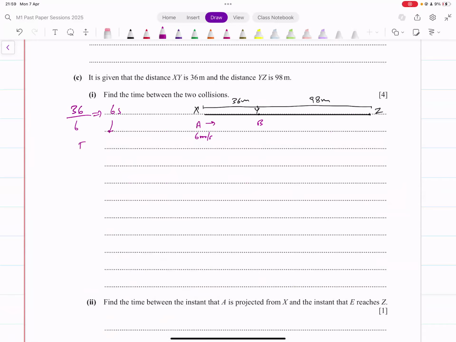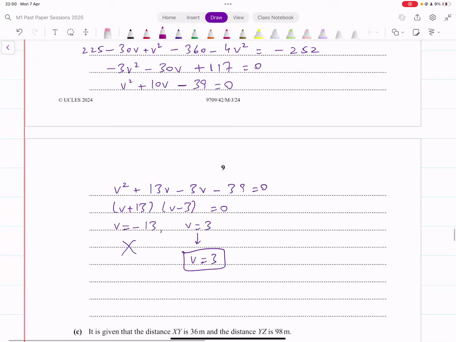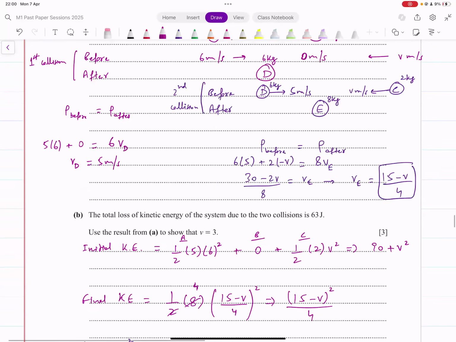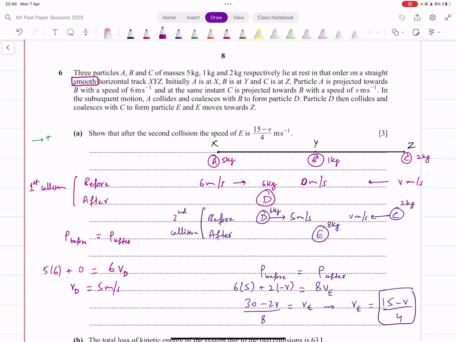This is the time until first collision. From the start to the first collision, this is the time taken. Now, remember when these 6 seconds pass, C had already started its journey as well. At the same instant, C was projected towards B. So C is also moving towards B at the same instant.